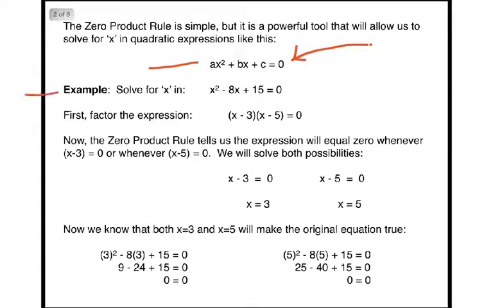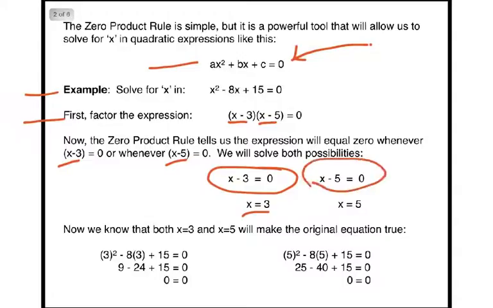For example, solve for x in x squared minus 8x plus 15 equals 0. First, you can factor the expression into x minus 3 times x minus 5. Now, the zero product rule tells us that this expression will equal 0 whenever either x minus 3 equals 0 or when x minus 5 equals 0. We will solve both possibilities. If x minus 3 equals 0, we know x must equal 3. If x minus 5 equals 0, we know x must equal 5. Now we know that both x equals 3 and x equals 5 will make the original equation true.